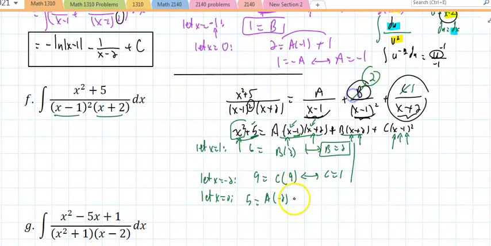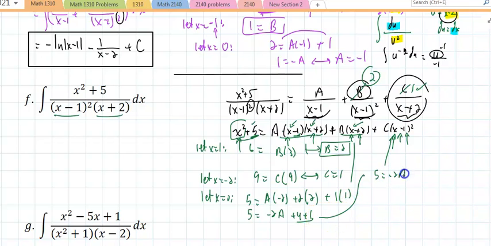B, I already know what B is. A 0 there, that will make it a 2. C, I already know what C is. If I put a 0 right there, isn't that negative 1 squared, which is 1? So, isn't this saying 5 equals negative 2A plus 4 plus 1? That's 5, right? So that means what? 5 equals negative 2A plus 5. Negative 2A equals 0, so A is 0. So this is gone. What does that mean?